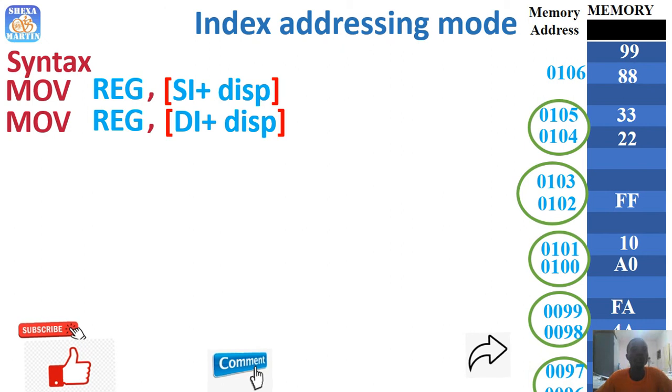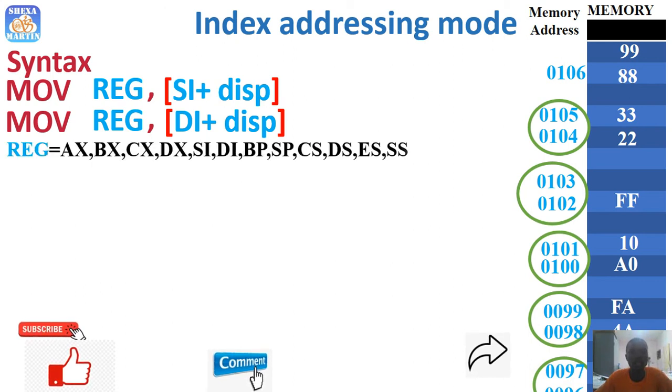And because we can only use index register, DI or SI, that's why we're calling this index addressing mode. And in place of reg, we have these general purpose registers and segment registers. Let's say we have this as an example: move into AX the value that is at an address residing in SI plus three steps in the positive direction. So this is what we are saying.